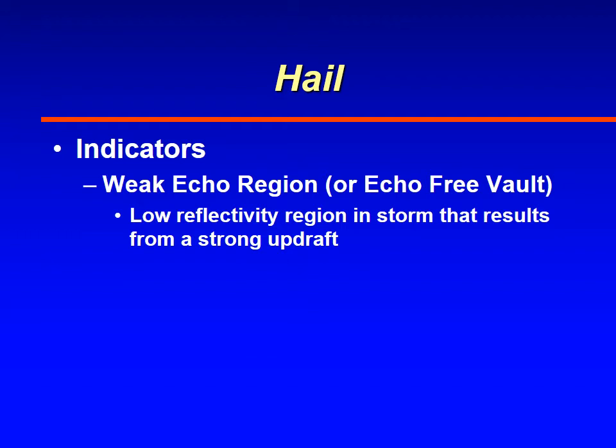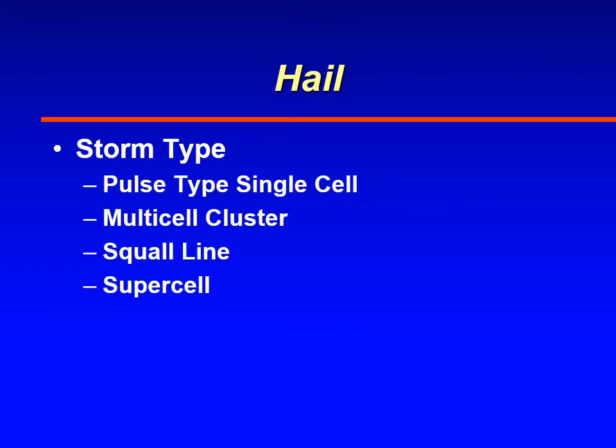This is a region where the updraft is so strong and so fast that precipitation doesn't have time to grow to sizes that can reflect radar energy. As a result, you get an area where there are not very strong radar returns. We'll look at that in a little bit. You tend to see that with multi-cell storms, and also with supercell storms. But pulse-type storms can produce hail. We talked about that in the thunderstorm classification. Also, multi-cells, squall lines, and supercells tend to produce hail.